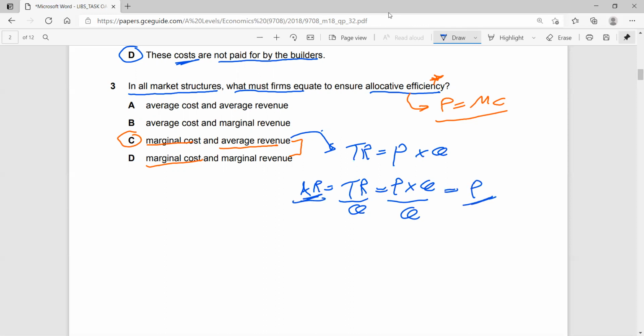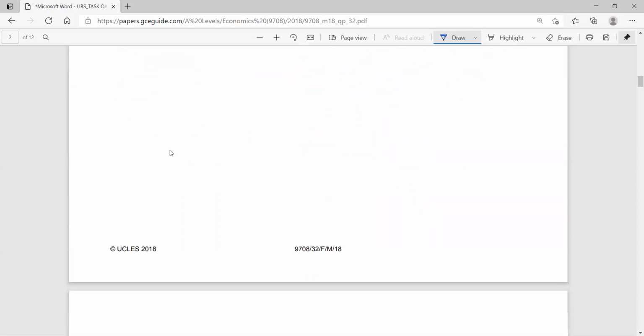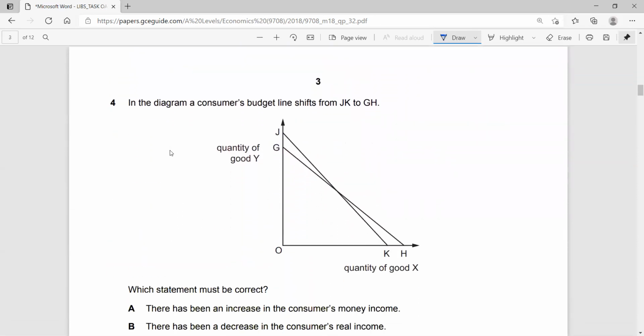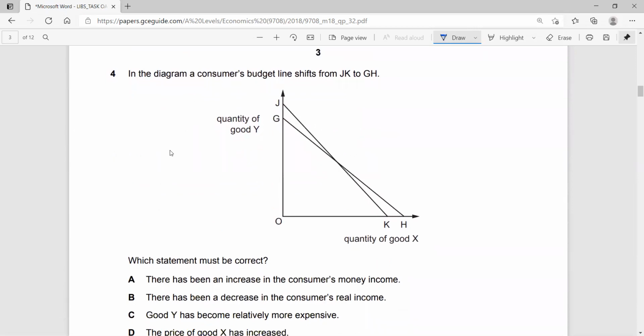And that's perhaps an explanation that hopefully makes sense as to why they try to trick you a bit by saying average revenue here. But essentially what they mean by average revenue, for our intents and purposes, is price. So yes, they must equate marginal cost and average revenue, which is price, which is what we said here. Price is equal to MC. And that should be our answer. You can also do that through a diagram where you would intersect it with demand. I thought this was an easier way to explain it.